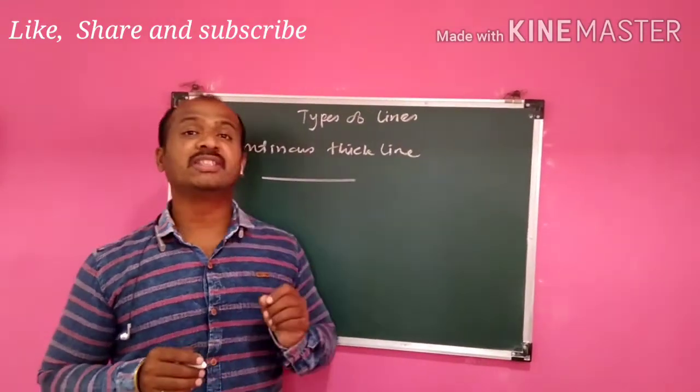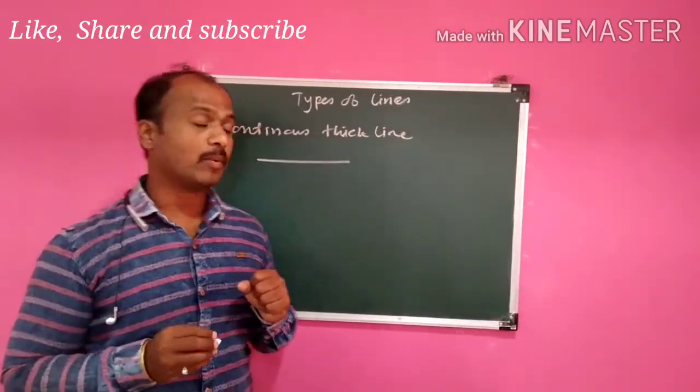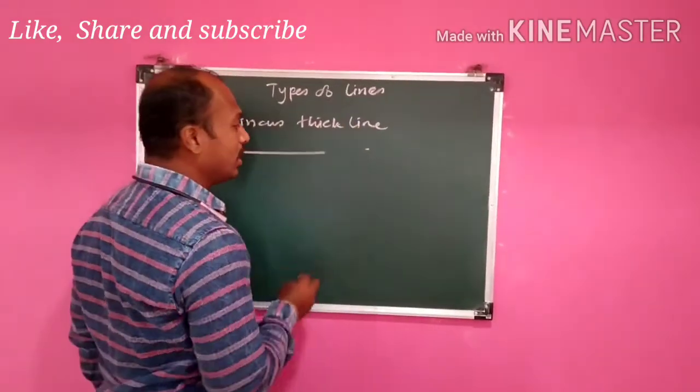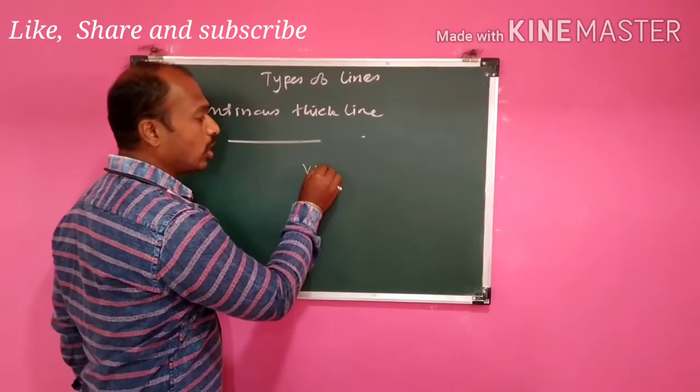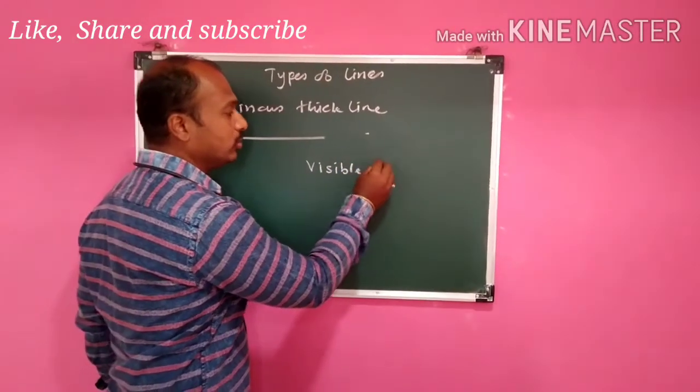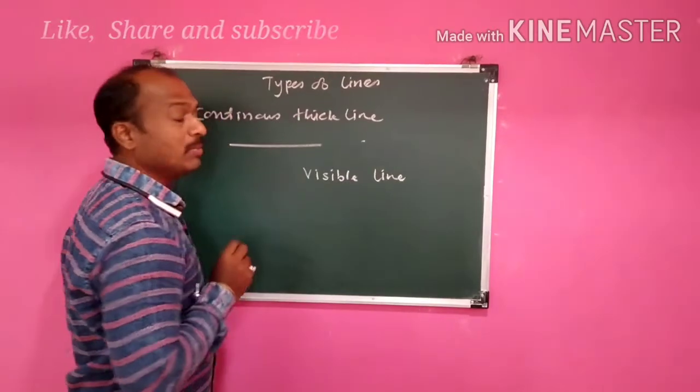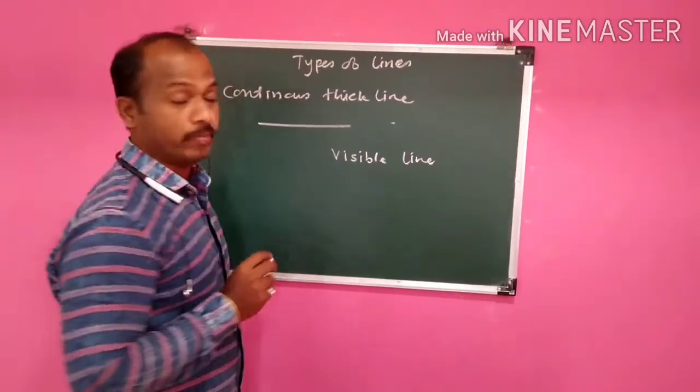Now, where to use this type of line? This continuous thick line is used to draw the visible lines. To draw the visible line of an object.